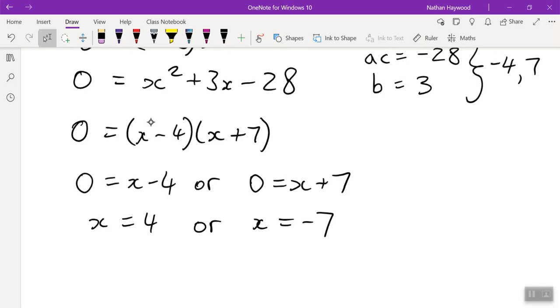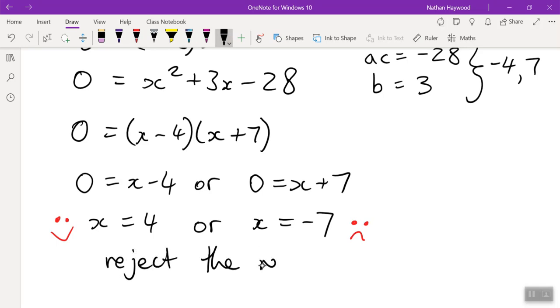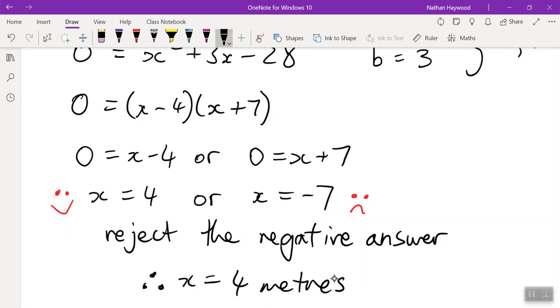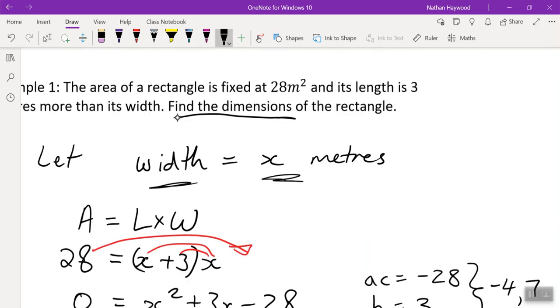Is it possible to have negative 7 meter width? No. Okay, so we reject the negative answer. Reject the negative answer. Three dots represent what? Therefore, x equals what? 4 meters. Yay. Are we finished?